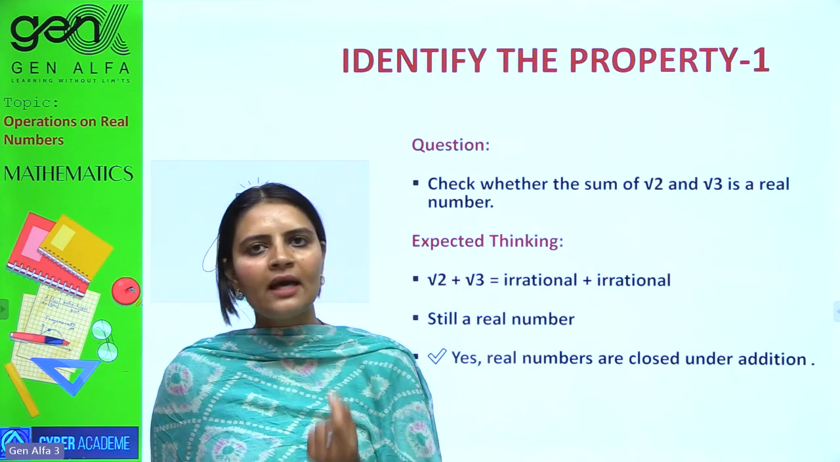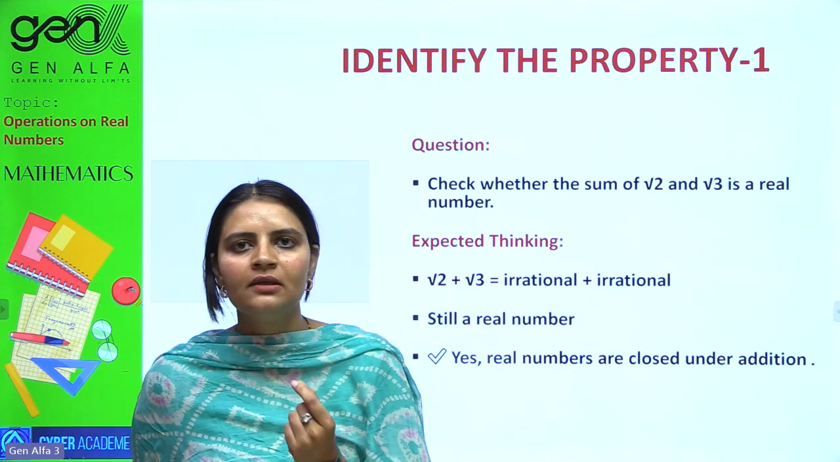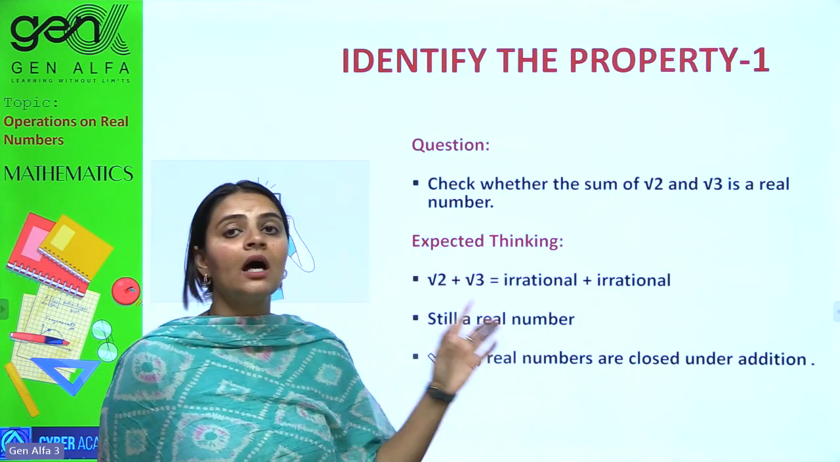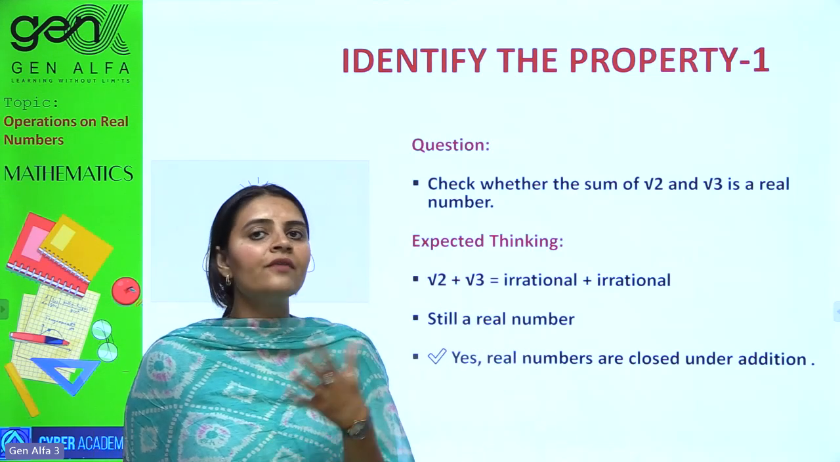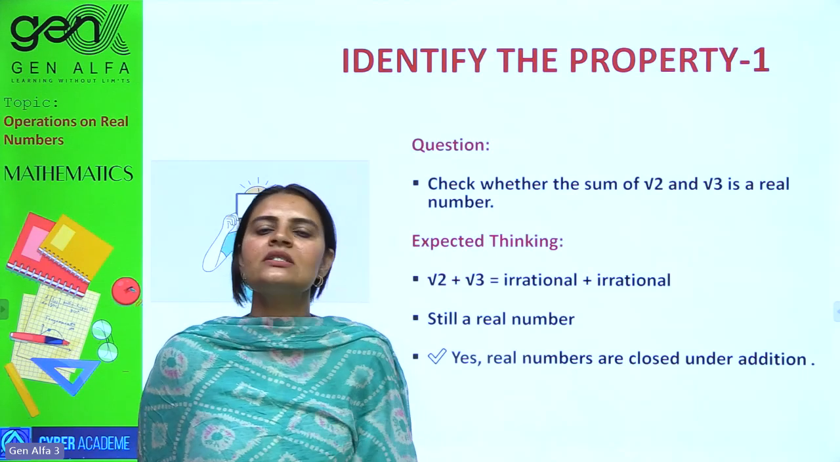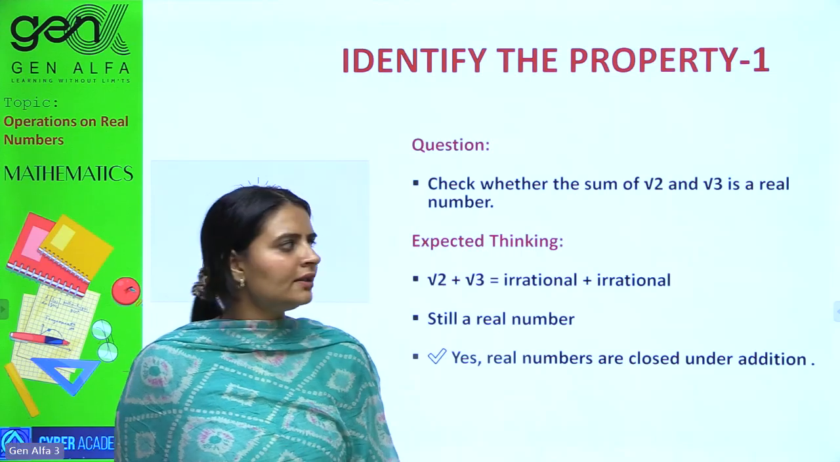The thing is, whatever example we are taking, we have to justify our answer. Here the answer is justified by the statement, yes, real numbers are closed under addition. Yes, we have shown that when real numbers are not closed under addition, then we can justify our answer by giving another example. Got it?